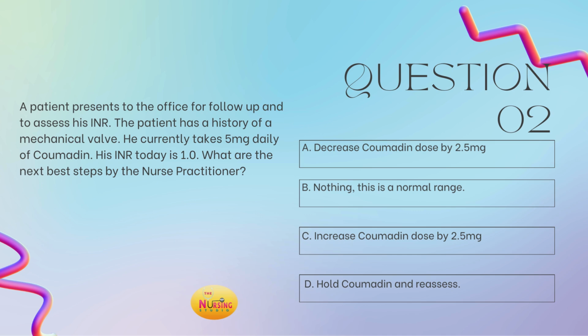So this patient came in, they're getting their INR assessed, has a mechanical valve, taking Coumadin daily 5 milligrams. INR today is 1.0. Now, one thing you need to know, mechanical valve, AFib, things of that nature, we're looking at a range between 2 and 3, right? For that INR, right? So this is below that range. So we need to increase the Coumadin, right?